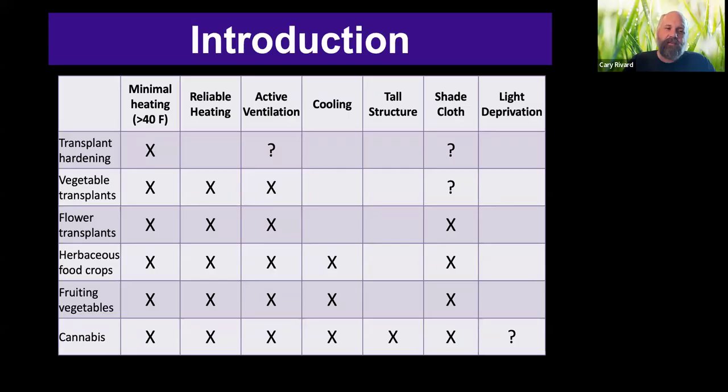Shade cloth really can be important in those situations, and we'll talk about shade cloth later and why it's so important for transplants. But you can see, basically the longer the season gets for each of these types of crops, and in many ways the more valuable they are, then the more likely it is that you need to buy something that costs a little bit more. I do see there's a mistake in my table here under fruiting vegetables. It should say tall structure with an X right here, so I apologize for that.